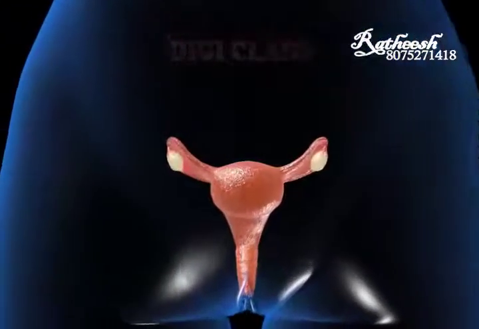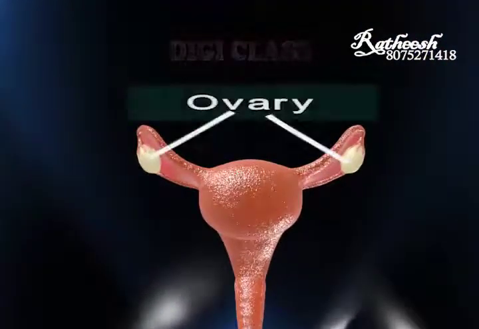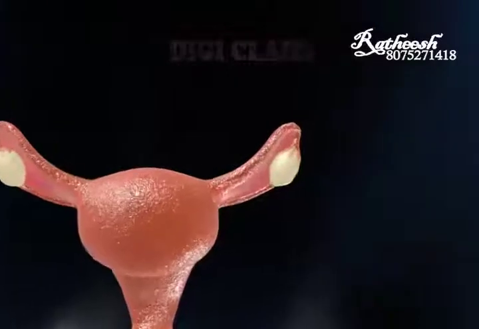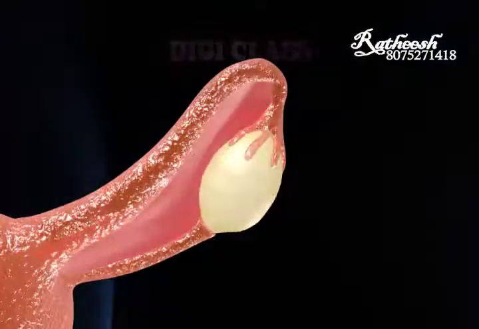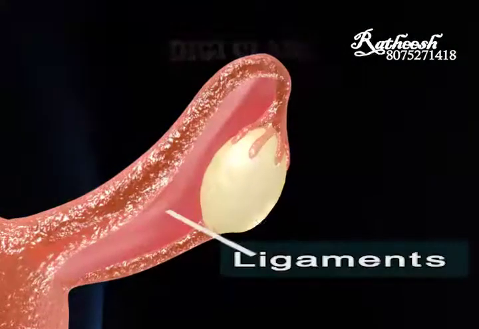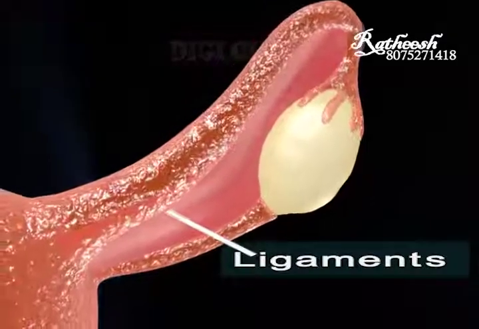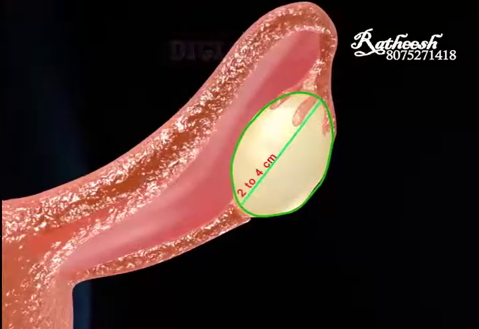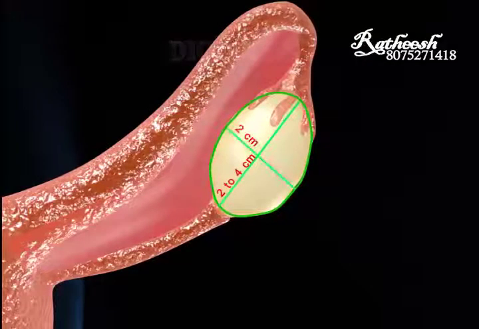Ovaries are the primary sex organ of a female. They are solid structures located in the lower part of the abdomen. It is connected by ligaments to the uterus and lateral pelvic wall. Each ovary is 2 to 4 cm long and 2 cm wide.